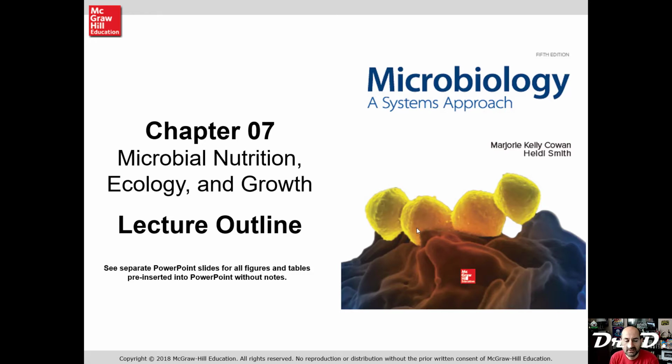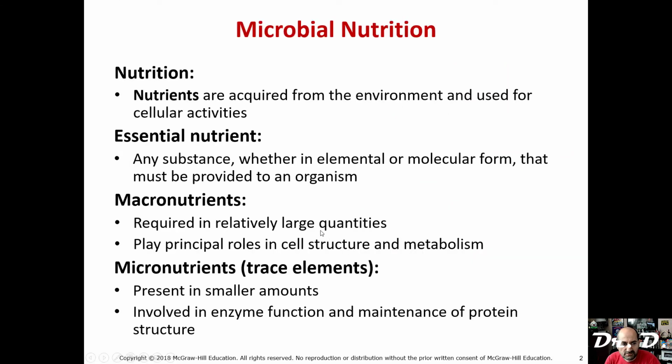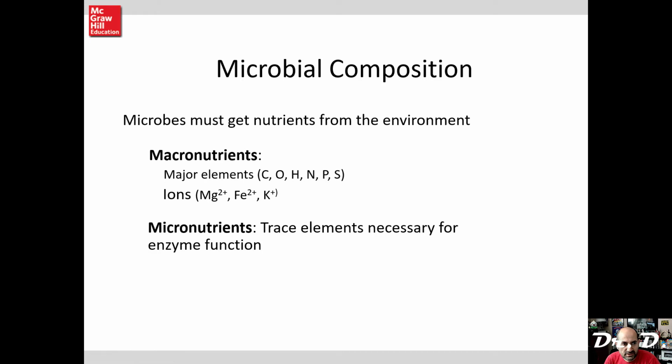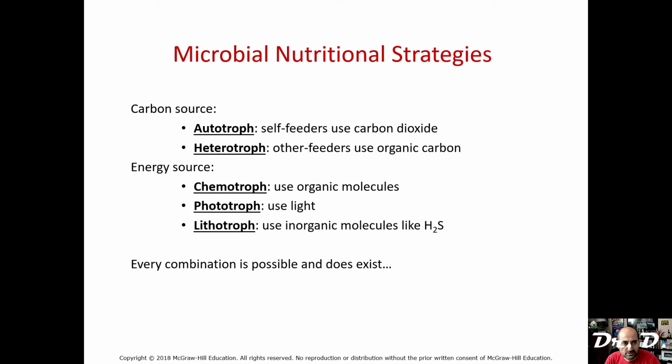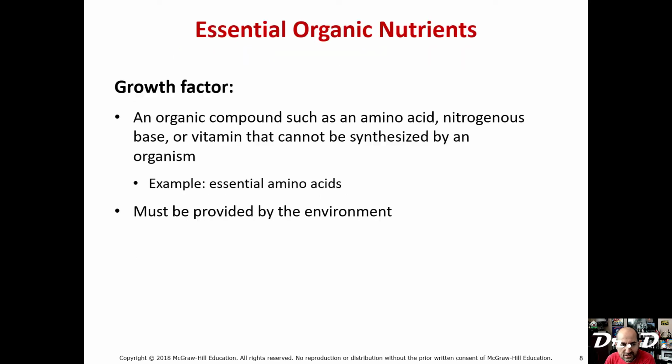Hey everyone, welcome back. Let's carry on with our review. Chapter 7, Microbial Nutrition, Ecology, and Growth. Obviously, know these concepts that I'm flipping through. I'm going to flip through until I find something that I want you to focus on. These terms, please understand these terms. What is an autotroph? What is a heterotroph? Remember, that's where they obtain their carbon from. Also with the energy source, what's a chemotroph, a phototroph, a lithotroph? Please know what these terms mean for the exam.